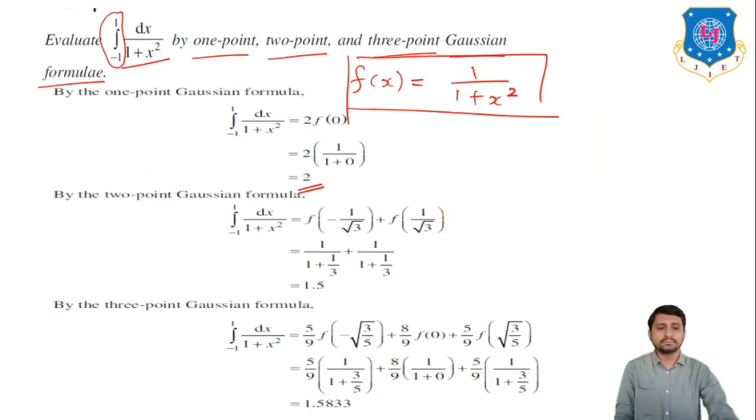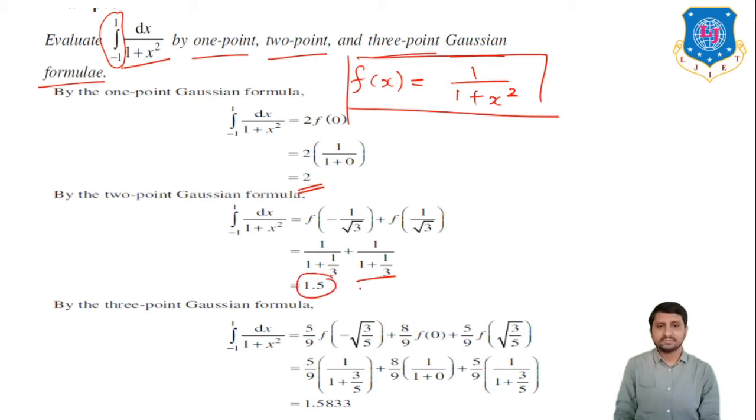Now f of -1 by root 3 plus f of 1 by root 3. Instead of x, you have to take -1 by root 3 and plus 1 by root 3. Because of x square, whether you take the positive or negative value, both are the same. So you will get 1 upon 1 plus 1 by 3, since -1 by root 3 whole square is 1 by 3, plus 1 upon 1 plus 1 by 3. So you will get 1.5.